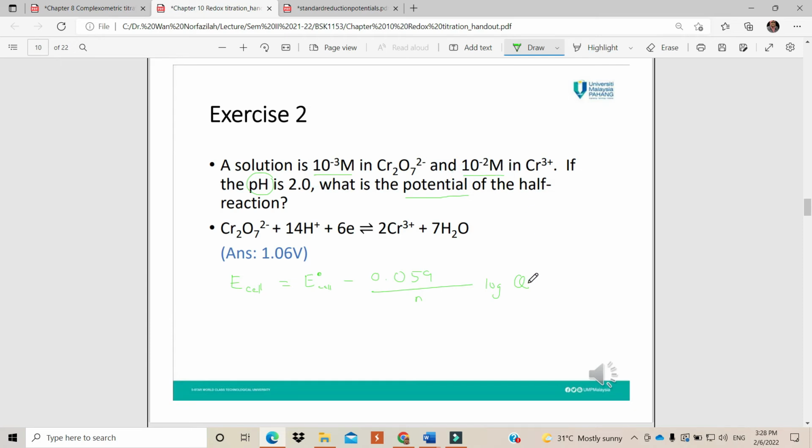So we are going to use this log Q because log Q is the concentration of product over concentration of reactant. Okay, so since the concentration is given, we consider to use this equation. So E cell equals E naught cell minus 0.059 over n log Q.